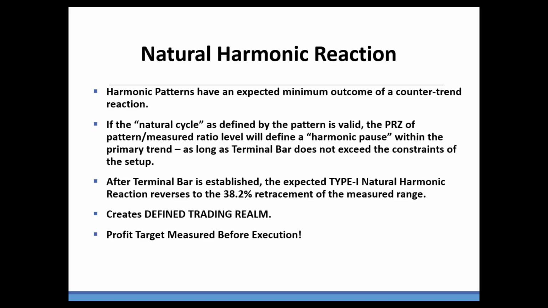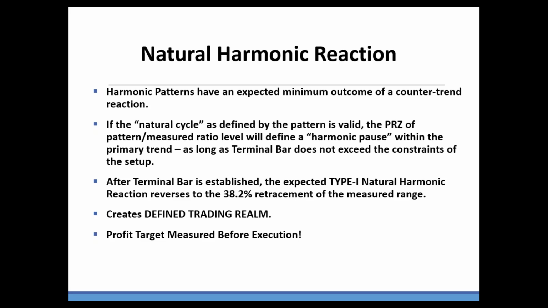The thinking is, if this natural cycle as defined by the pattern is valid, then the potential reversal zone of the pattern or the measured level will define what I like to call a harmonic pause within the primary trend. Now, as long as that terminal bar does not exceed the constraints of the setup. So if we have a pattern, regardless of where it forms, we have valid ratios, valid measurements. We're going to expect at least a counter trend reaction on that first test.